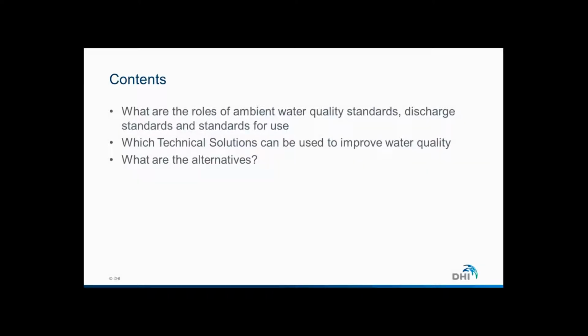What are the roles of the ambient water quality standards and discharge standards, and how do we use them? Are there any technical solutions that we can use to improve water quality? And are there any alternatives to the standard technical solutions?